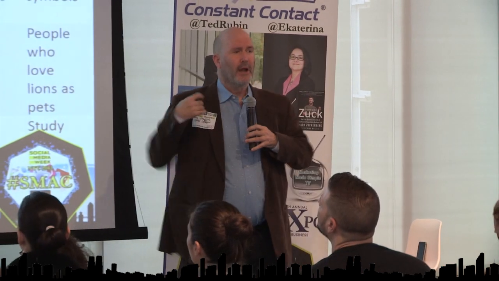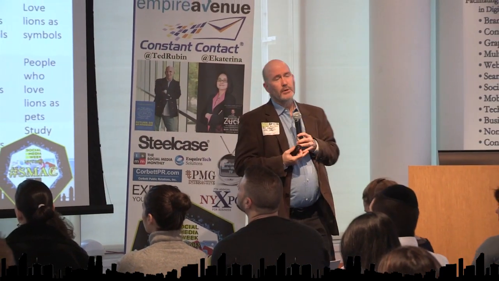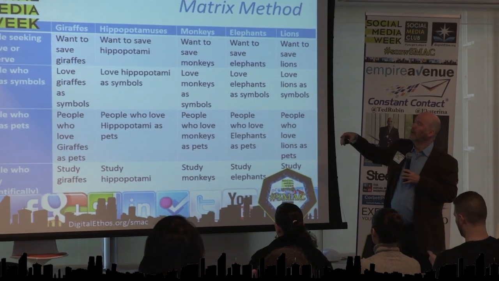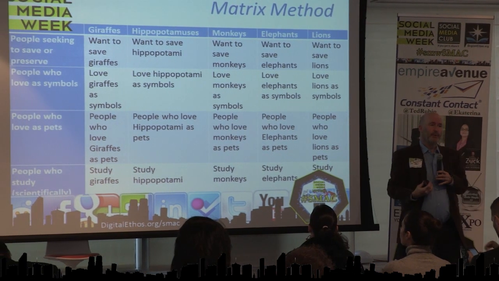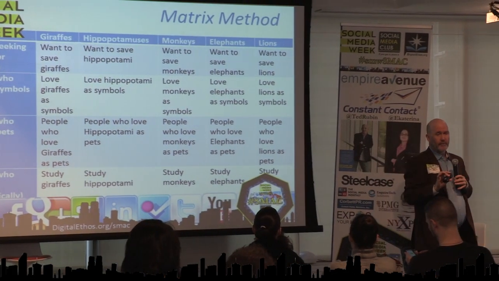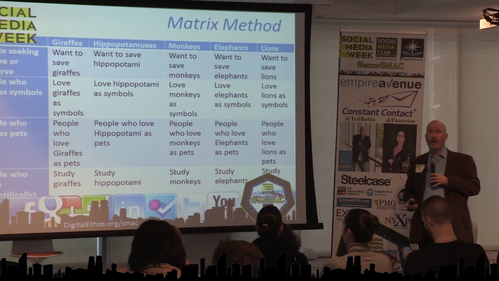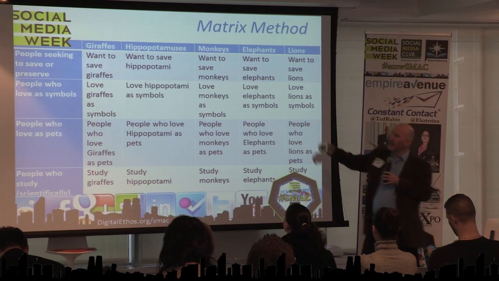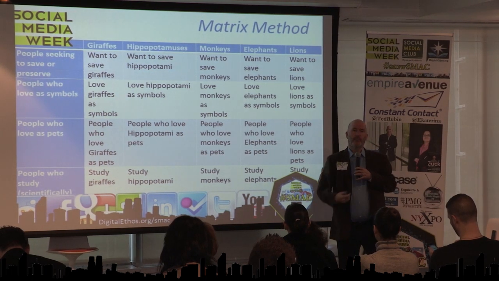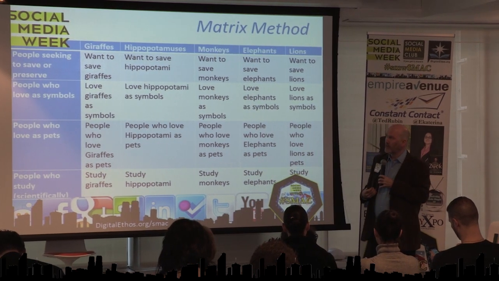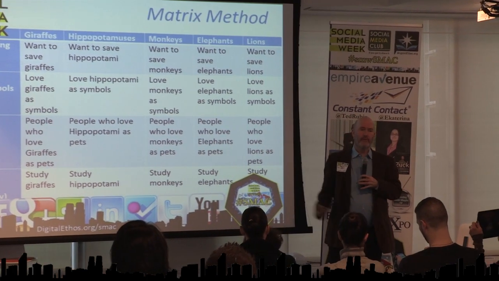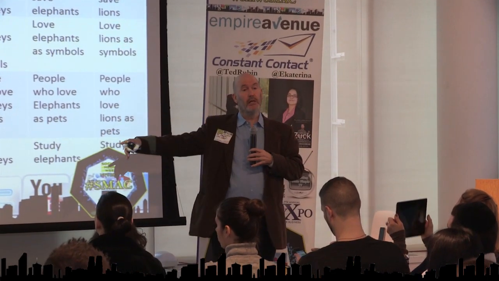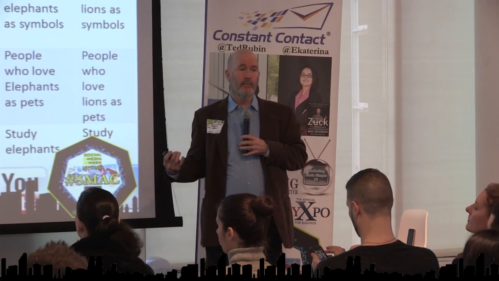So another way to brainstorm around your micro segments is sometimes creating a matrix. In this particular case, I'm showing you the model. We're doing work for a company that made little figurines, African wildlife. And there really is a whole world of people who love African wildlife. There's giraffes in the bottom, monkeys, elephants, lions. And then we created a column thinking about people's attitudes towards those animals. So there's people who are seeking to save or preserve, people who love as symbols, people who love as pets, people who study on a scientific basis, right?